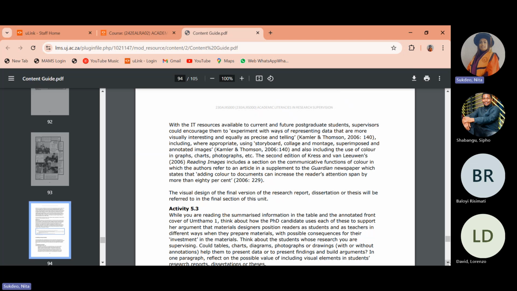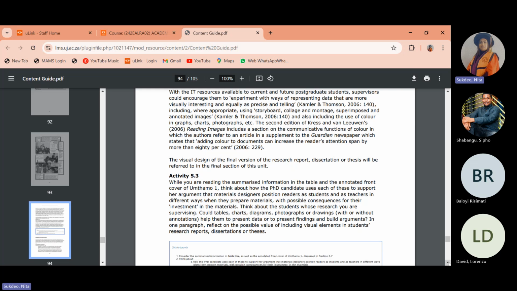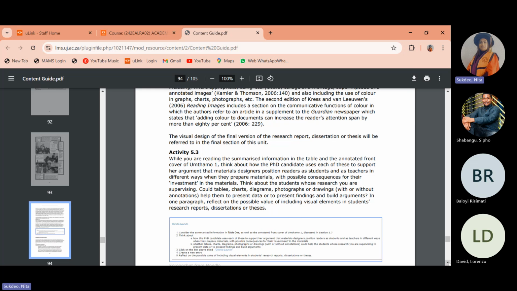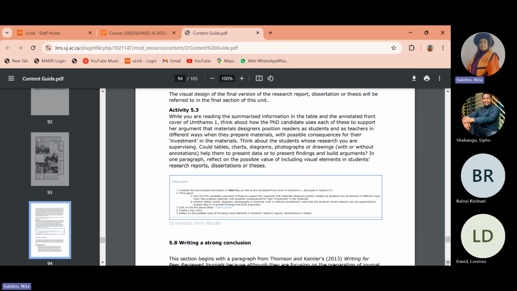The type of images you use, the clarity: it must be readable. It can't be something that's blurry. Even charts that you are generating, everything must be very clear. The visual design of the final version of your research report will be referred to in the final section of this unit. It's also how you will present your work when you are doing your exam for this, right?